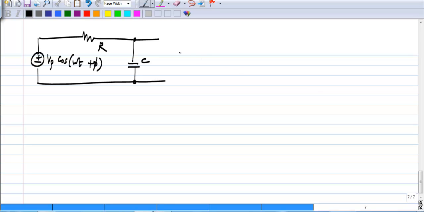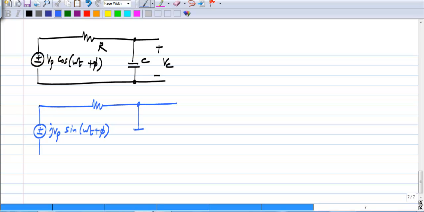Going into R and C of an RC circuit, and I want to find the response Vc. Let's imagine another circuit to which we apply Vp sine omega t plus phi, R and C, and let me call this Vc prime.